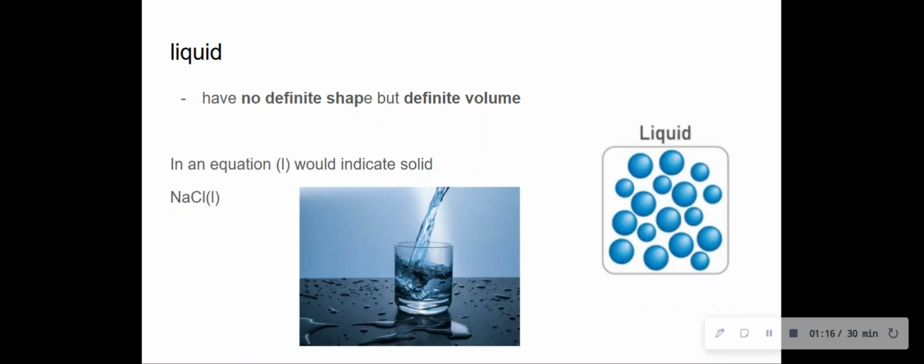So a liquid is something that has no definite shape, but it does have definite volume, meaning its shape will change, but it will take the shape of its container. However, it will always take up the same amount of space. It'll never take up more space. It'll never take up less space. And here you can see they're not as compact as in a solid, but they're still pretty close together. But there's no arrangement, it's kind of this weird blob. And also in an equation, you'd put a parentheses L next to the compound to indicate that it's a liquid.